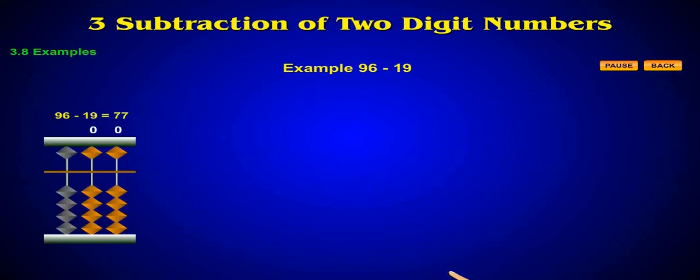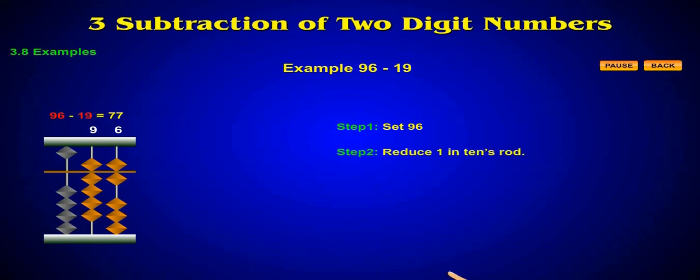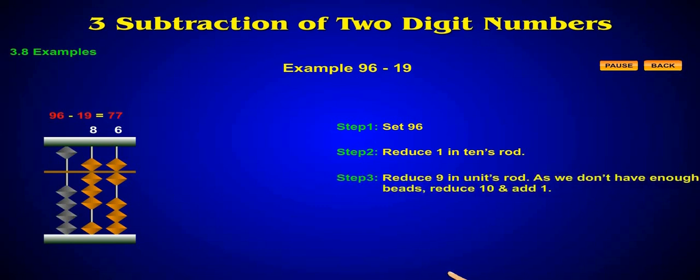Example: 96 minus 19. Step 1. Set 96. Step 2. Reduce 1 in tens rod. Step 3. Reduce 9 in units rod. As we don't have enough beads, reduce 10 and add 1. Step 4. Count the beads.